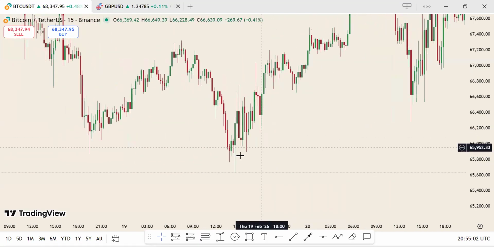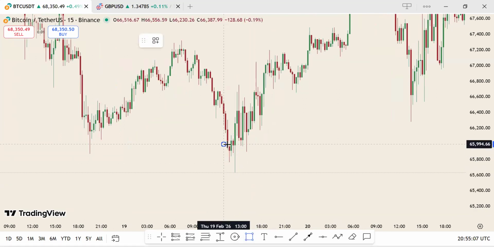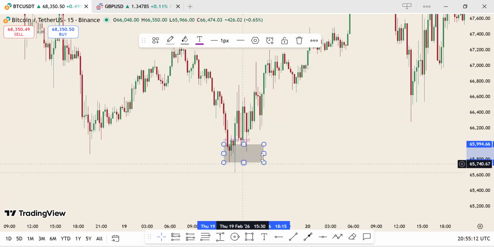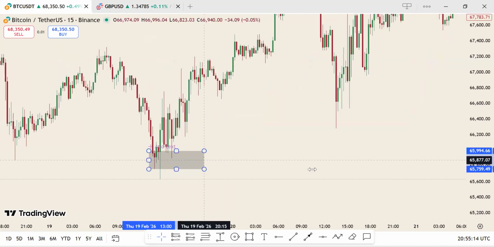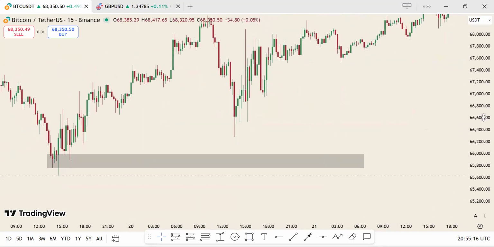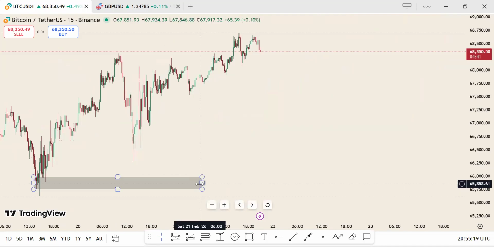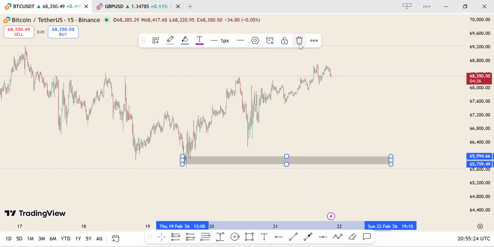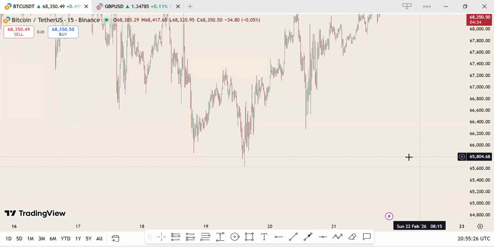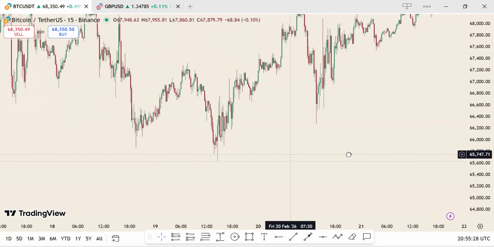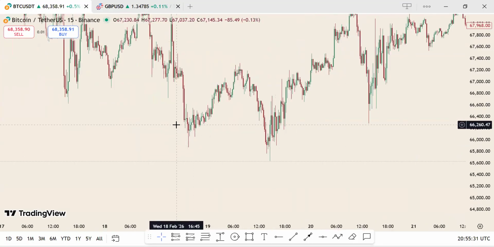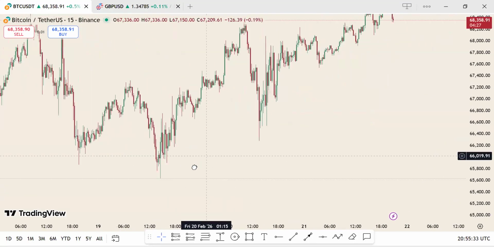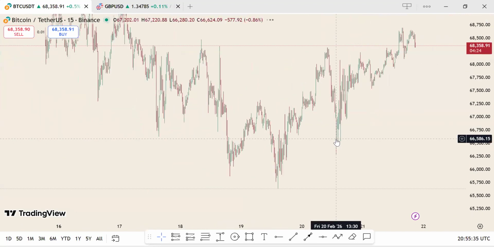Yeah, so look at this order block here. This was violated by price, and we expect price to come back and utilize the order block later on. I'll try to show you better examples of this. So that's that.